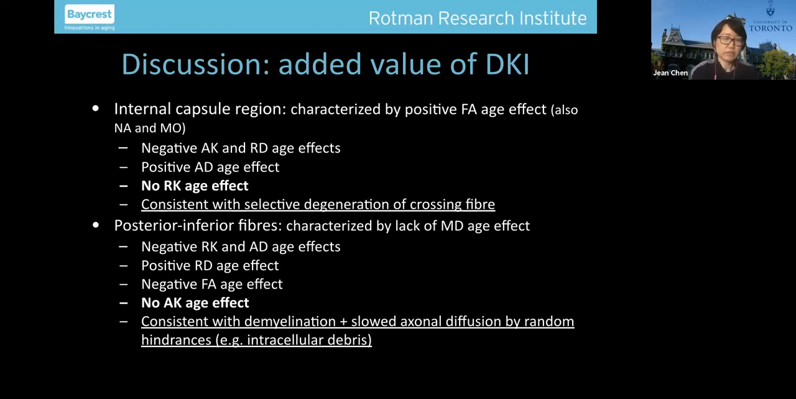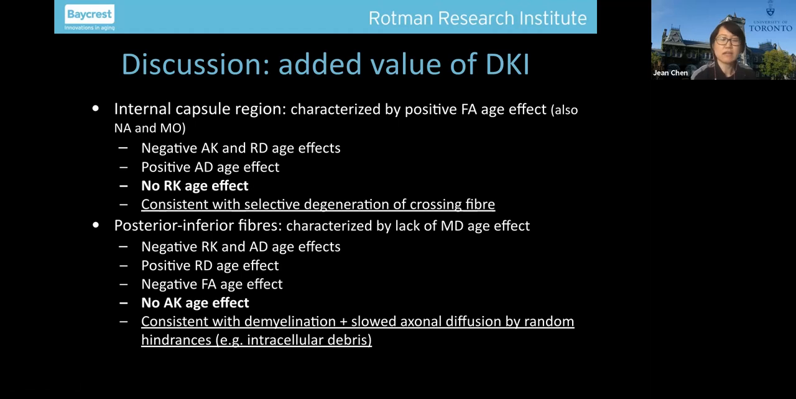Now, turning to the posterior inferior fibers, which are generally lacking any kind of mean diffusivity age effect. So there's a hole there. Seemingly nothing is happening, but that is not quite true. We see negative radial kurtosis and axial diffusivity effects. We also see positive radial diffusivity age effects, as well as negative FA. So all of these taken together seem to indicate that there's demyelination causing the radial diffusivity to be higher, but there is also slowed axonal direction diffusion. So AD goes down in that region.